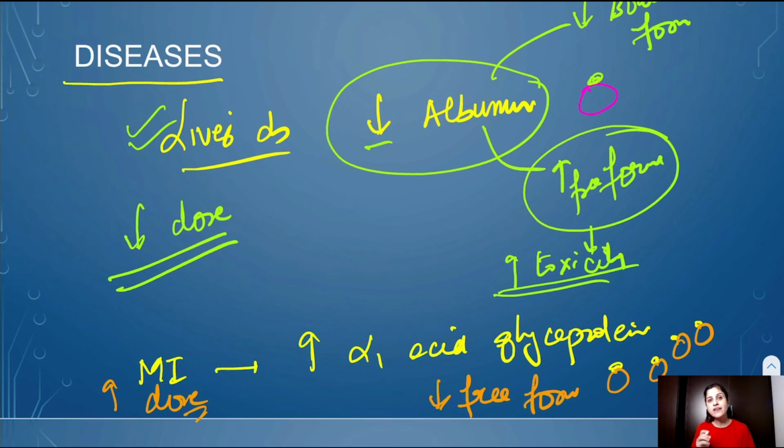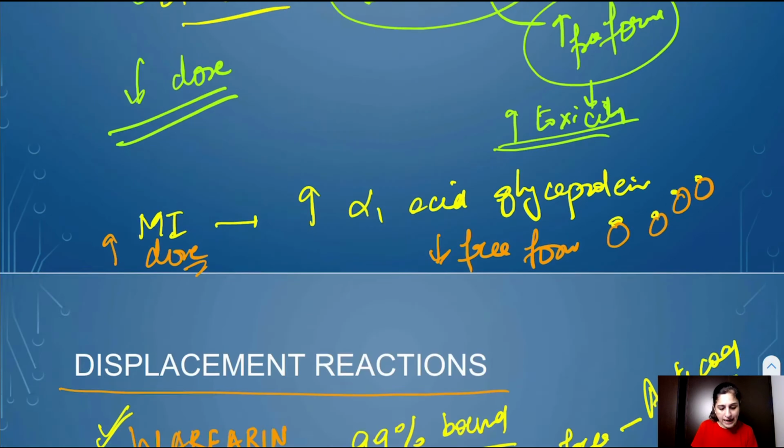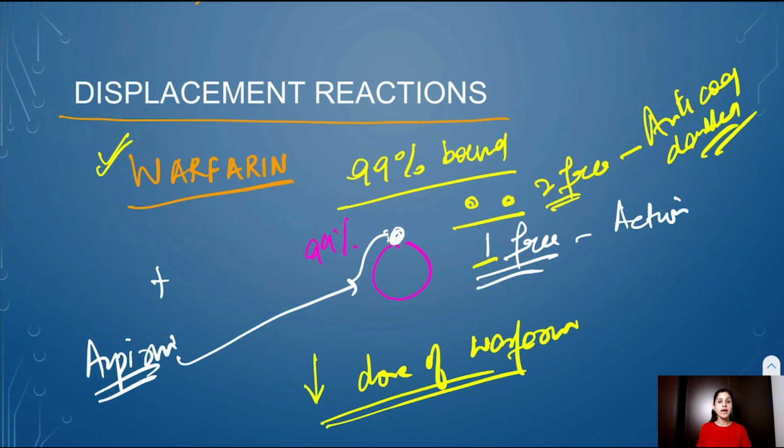Diseases which affect the levels of plasma proteins in the body. And last but not the least are your displacement reactions. Important only for certain drugs, very few drugs which are highly plasma protein bound. Not for each and every drug it is important, right?